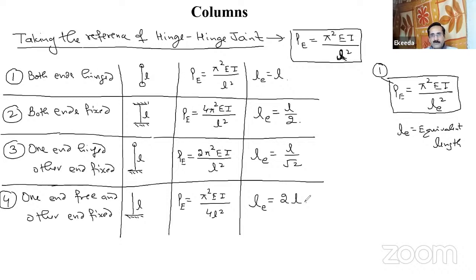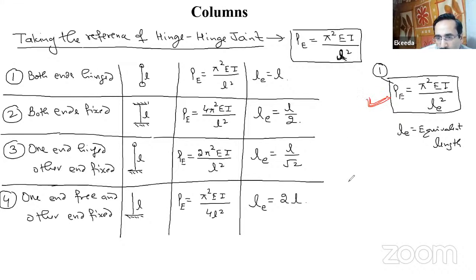For both ends hinged, the actual length of the column is equal to the equivalent length. When both ends are fixed, the equivalent length is half of the actual length. So it is quite safe; half of the length is sufficient, which is equal to the hinge joint length. So it is very strong. Fixed joints are very strong. If one end is fixed and the other end is hinged, the equivalent length is L by root 2. And if one end is free and the other is fixed, the equivalent length is 2L. So we will now use this formula.